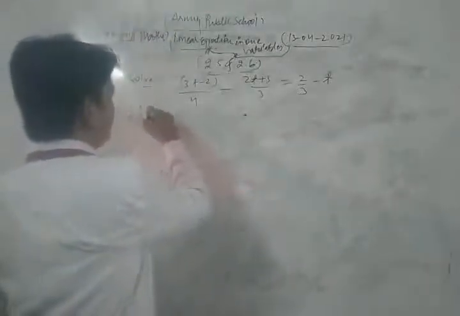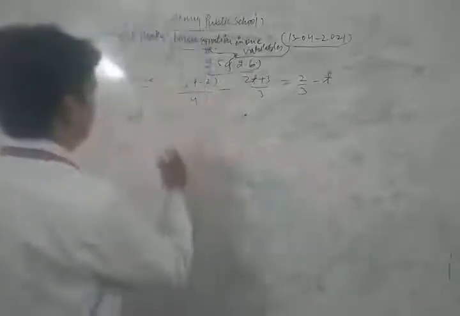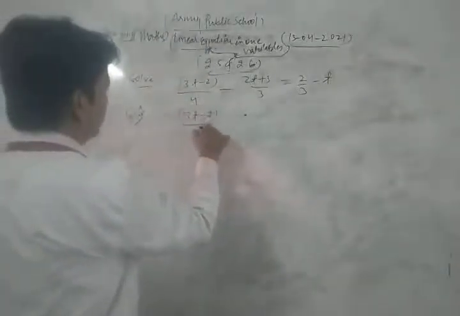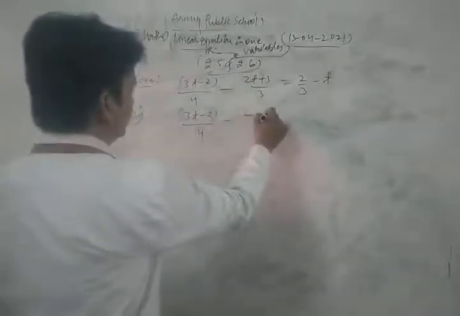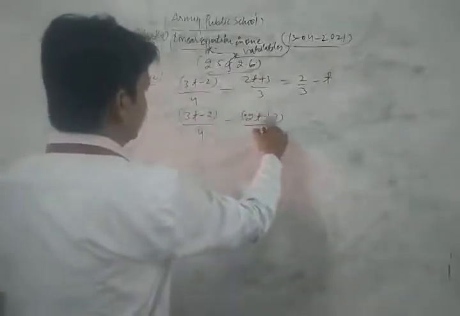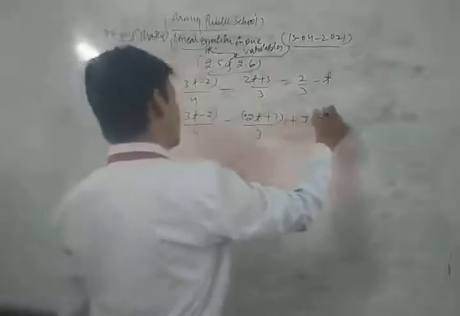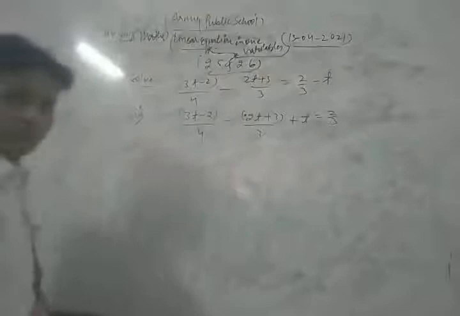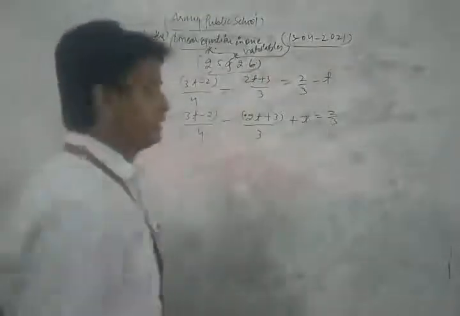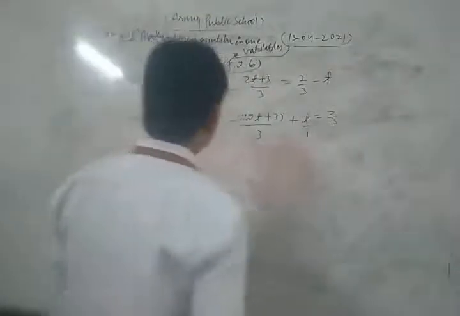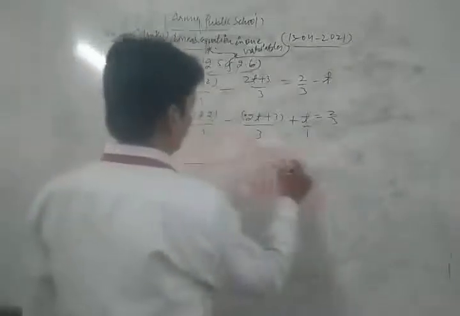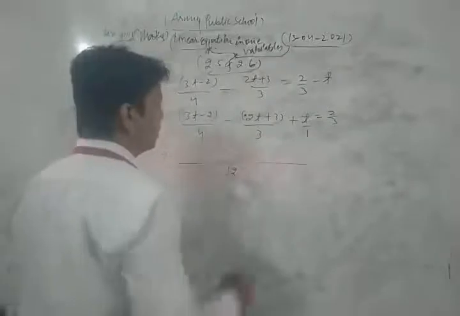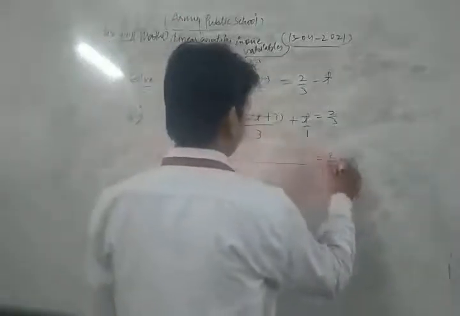First of all, we separate the variables. So we write (3t minus 2) upon 4 minus (2t plus 3) upon 3, and the minus t comes to that side as plus t, is equal to 2 by 3. Now we take their LCM. We take the LCM as 4 3s are 12.